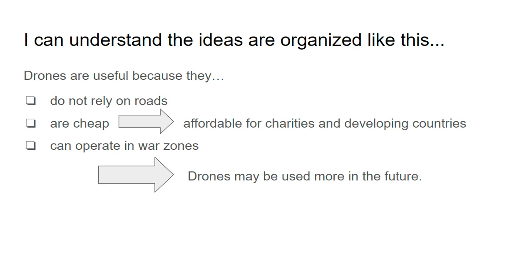Drones are useful because, and I have a list, they do not rely on roads, they are cheap, and they can operate in a war zone. Now, I have some cause and effect there as well, right? I have my list, but I also have cause and effect. They are cheap, therefore, the effect is that they are affordable for charities in developing countries. And because of all these positives, the effect is that drones may be used more in the future.